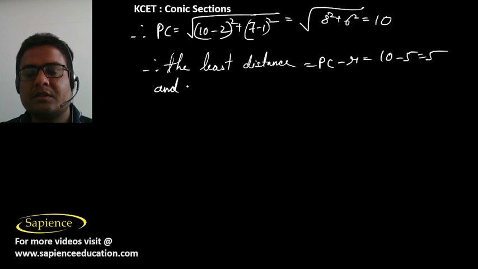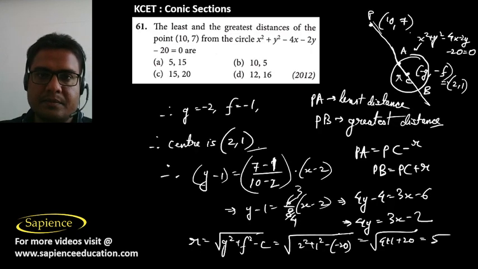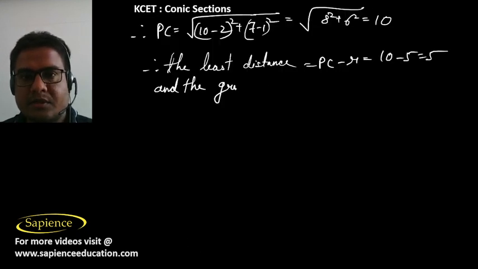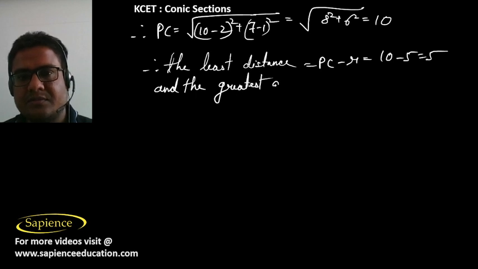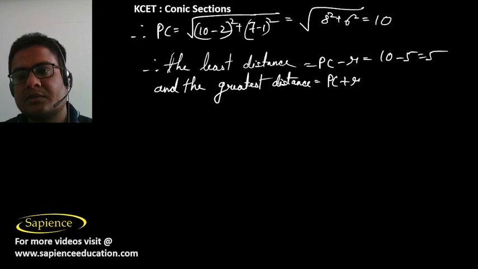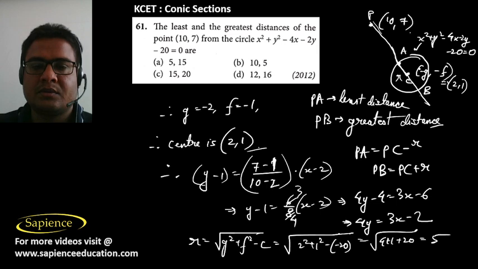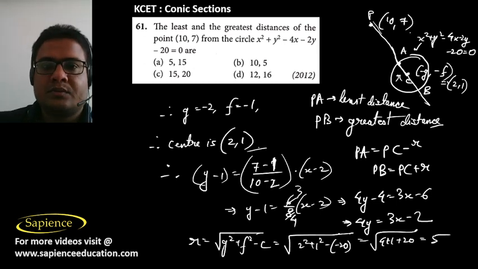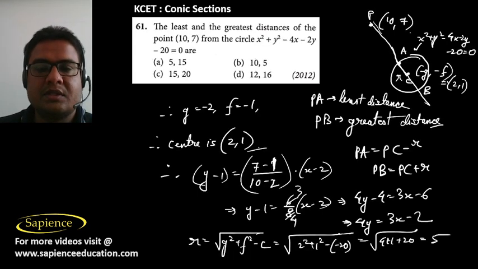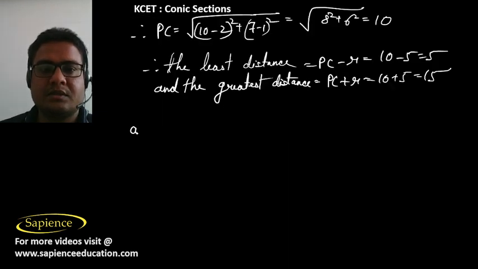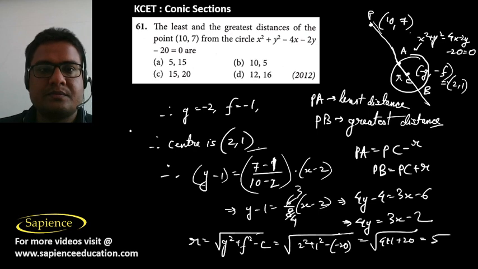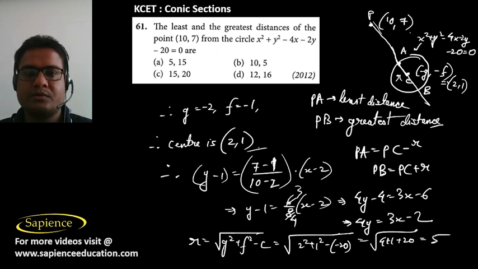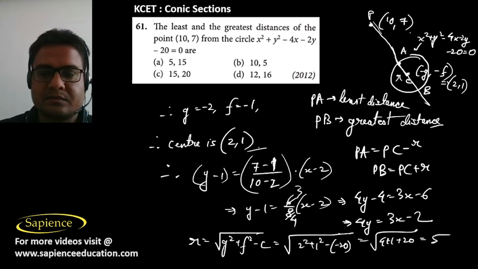And the greatest distance will be PC plus R, equal to 10 plus 5, that is equal to 15. So the least distance is 5 and the greatest distance is 15. So 5 comma 15. So option A is the correct answer.